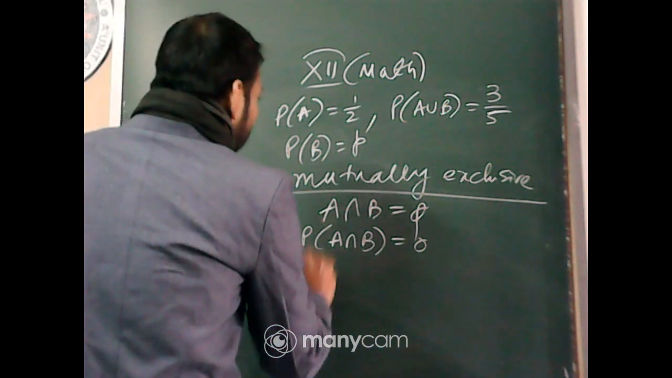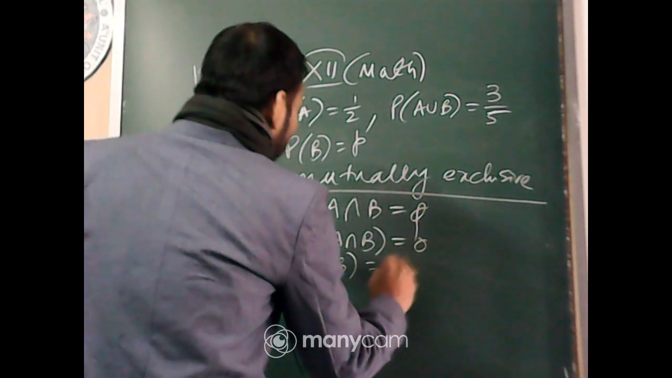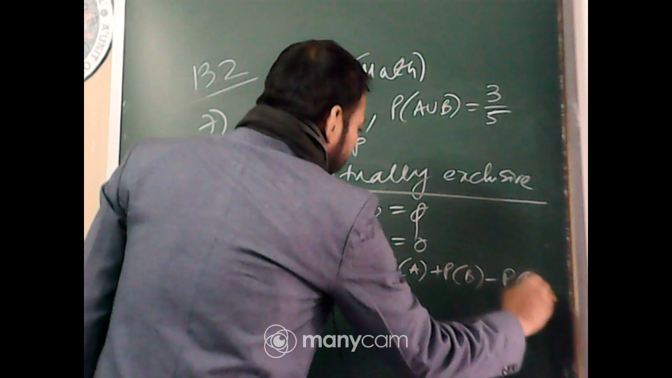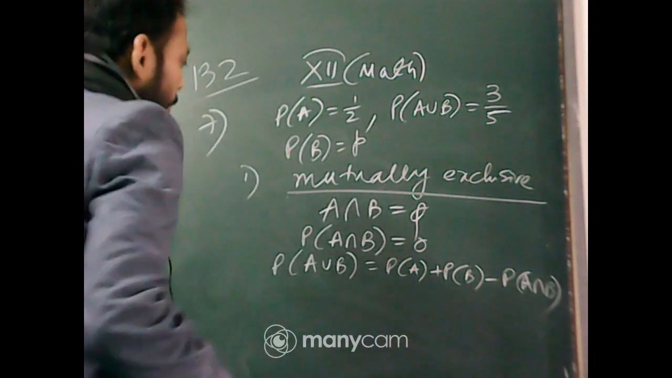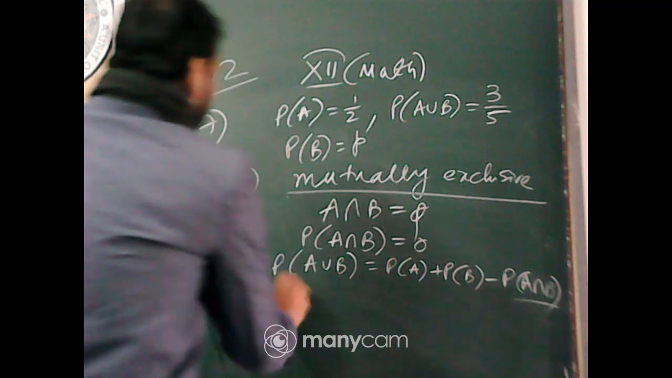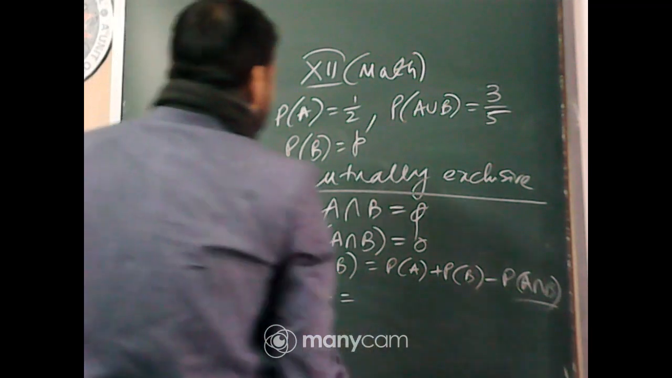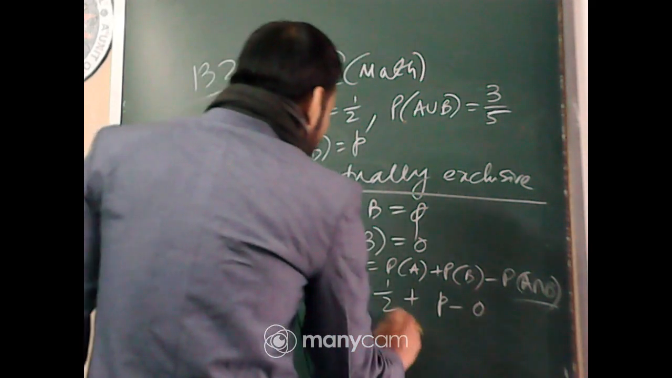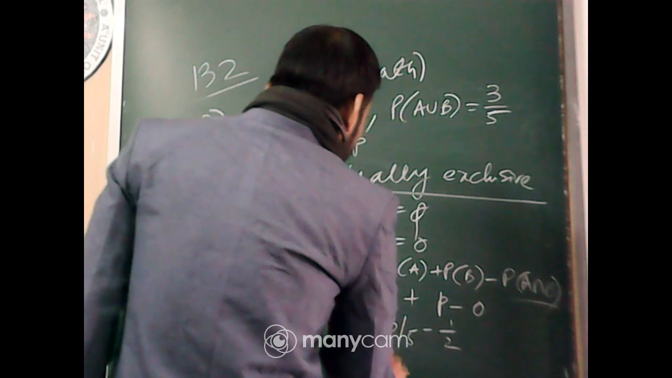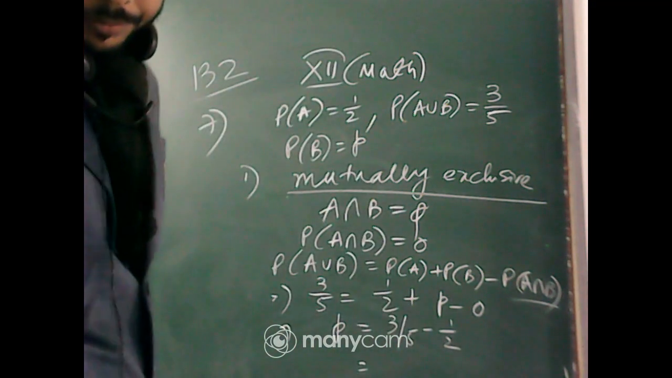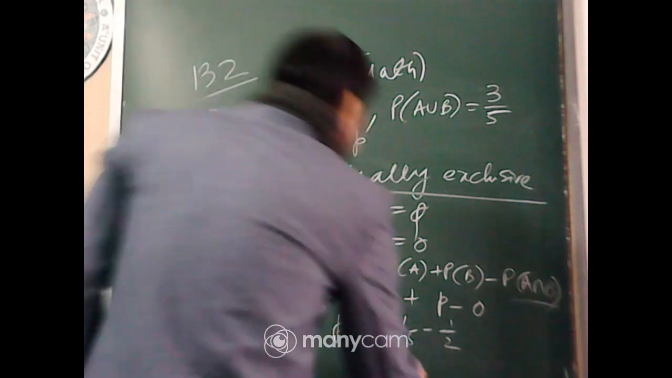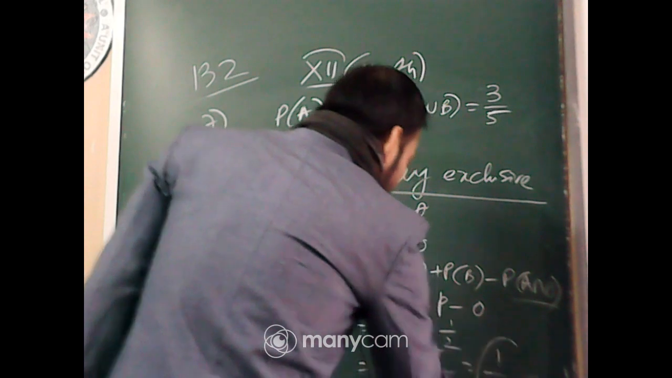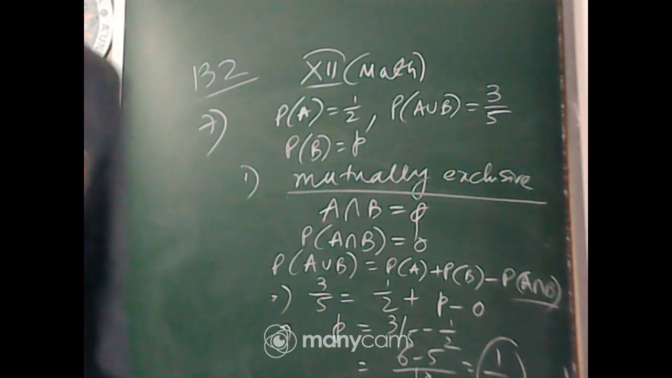So you know the formula, P of A union B equals P of A plus P of B minus P of A intersection B. Here, instead of P of A intersection B, it will be 0. Now put the values. So 3 by 5 equals 1 by 2 plus small p minus 0. So small p equals 3 by 5 minus 1 by 2. Isn't it? So 10 will be the LCM, 6 minus 5, so 1 by 10. Is it 1 by 10?